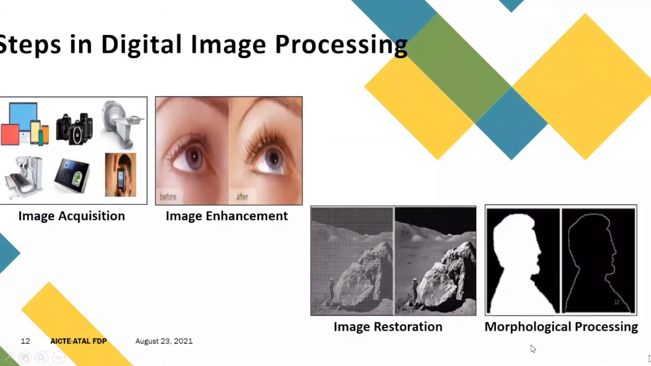Next is morphological image processing. So morphological image processing is what? Morphological, it actually offers you some tools for image extraction, image components. See, you can understand this particular term very easily. You are aware of morphology, right? Morphology is what? Hiding some information.